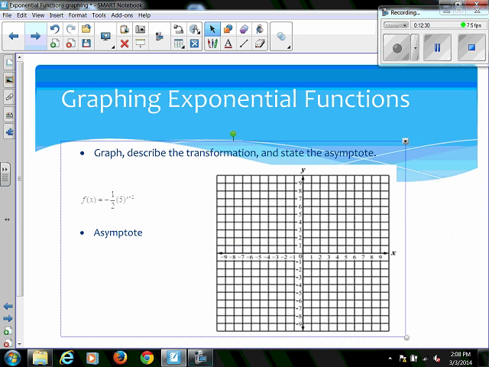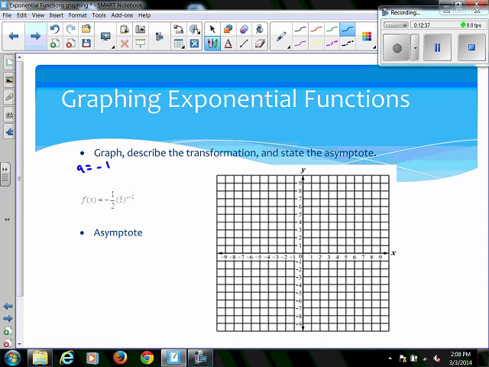First thing here, we have A is negative 1/2. B is 5. I want to do B to the x power. So 0, 1, 1, 5, and negative 1, 1/5. No vertical shift. So asymptote is y equals 0.